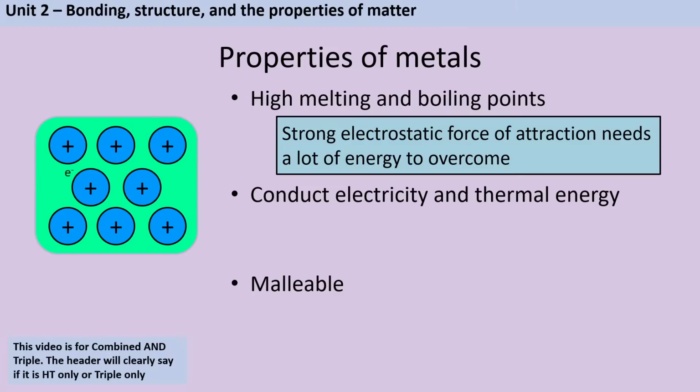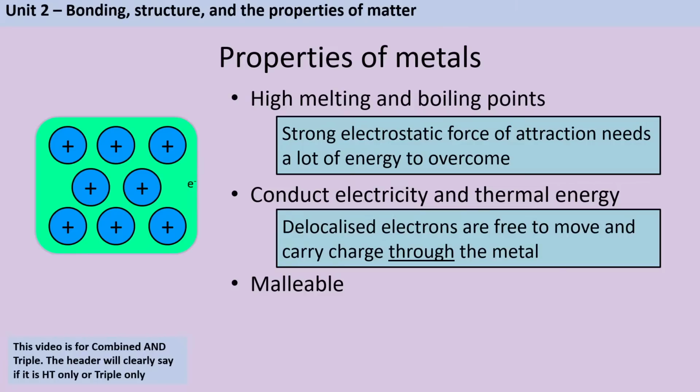Then we've also mentioned these delocalized electrons, which you can see whizzing along there, and they are able to move and to carry charge through the metal. And it's really important that we're saying through. We're not saying throughout, we're not saying around, we're not saying across, because none of those are going to get us the mark in the exam. It has to be through, okay?